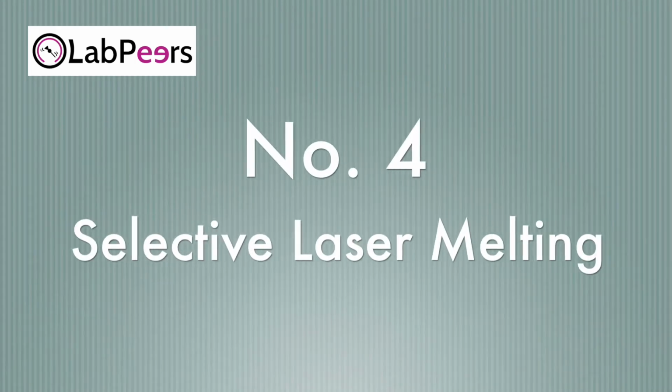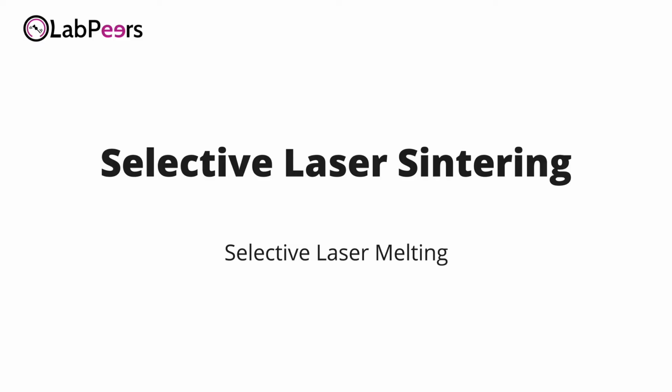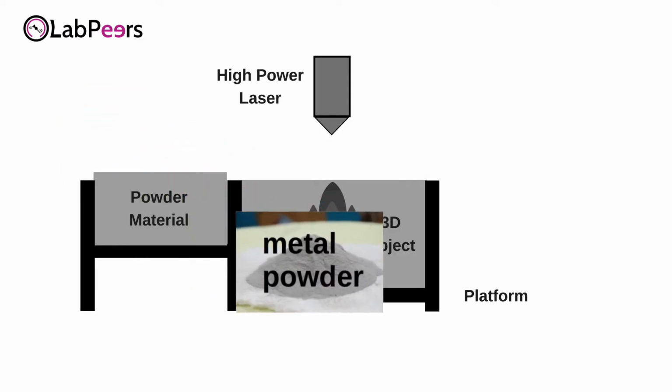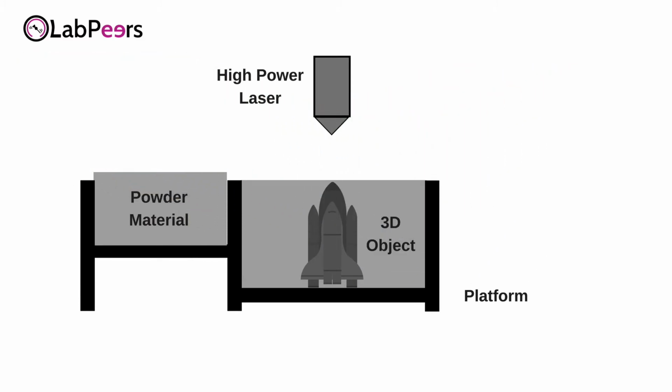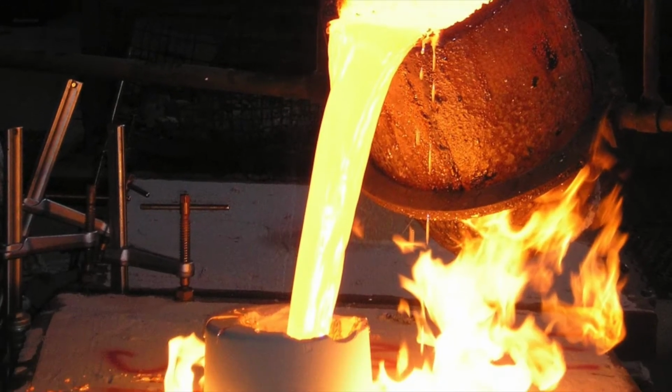Number 4, selective laser melting. Selective laser melting can be considered a subcategory of selective laser sintering. The usual starting material of selective laser melting is a metal powder. The power of the laser has to be so high that it can reach the melting point of the metal.